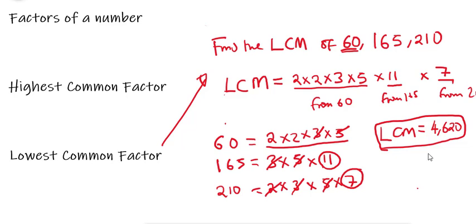So meaning this is the number where 210 can go into without leaving a remainder, 165 can go into without leaving a remainder, 60 can go into without leaving a remainder. So that is going to be our LCM.